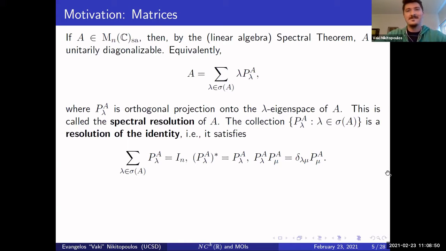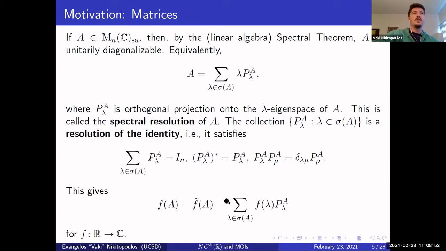Okay. All right. So this spectral resolution view gives a nice way, compatible with the infinite dimensional case, of how to express functions of matrices. So if you have a function f from the real line to the complex numbers, and we have our matrix A, f of A, or f tilde in the notation above, is expressed nicely as the sum over the eigenvalues lambda of A of f of lambda times P lambda of A. All right, so I will use this view of unitary diagonalization, if you will.